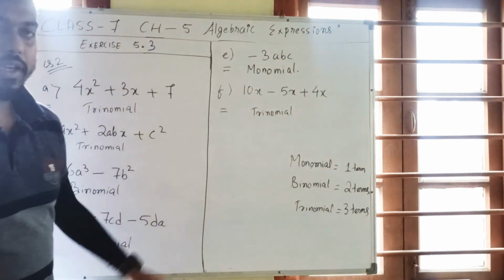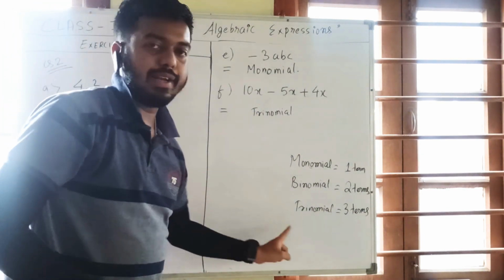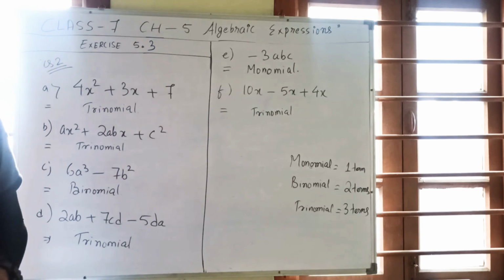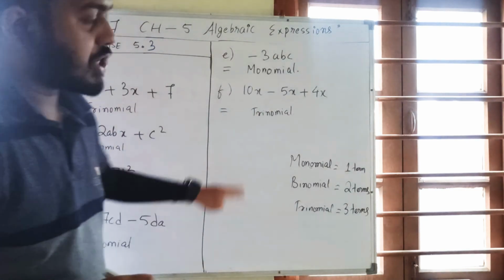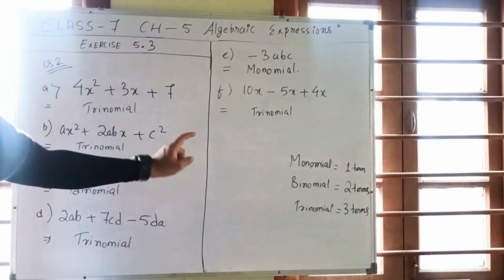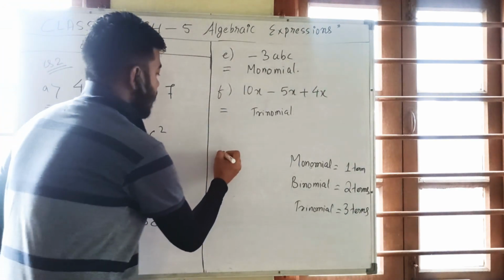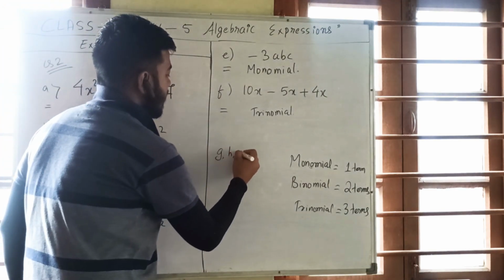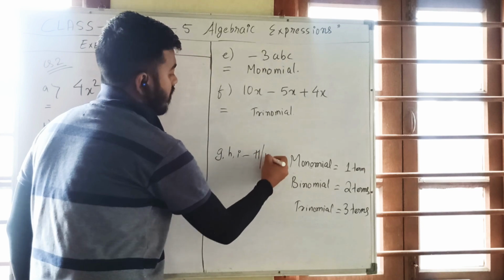So now you understood the concept of monomial, binomial and trinomial. I hope this is clear, right? I have left questions G, H, I. So kindly do them as homework. G, H and I will be your homework.